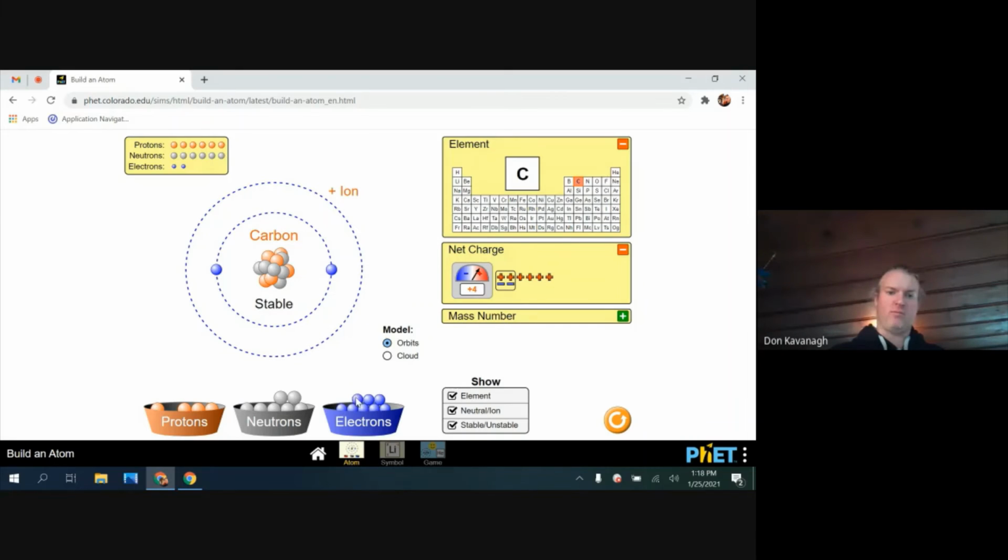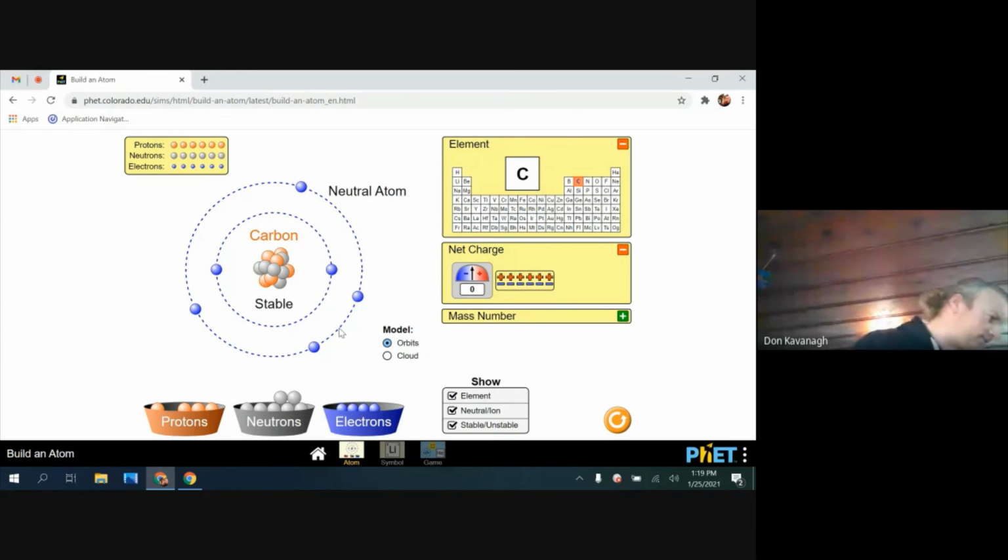If I add some more electrons, they're going to go to the second ring because only 2 can fit in the innermost ring. And see how these electrons are also spreading out. Now, with this last electron here, we have a neutral, 0 charge atom because the protons and electrons are equal in quantity to each other.